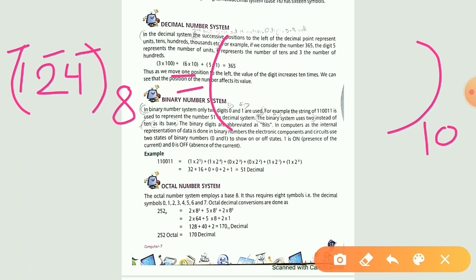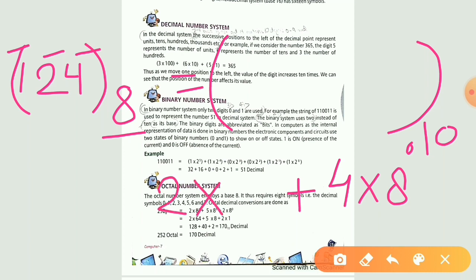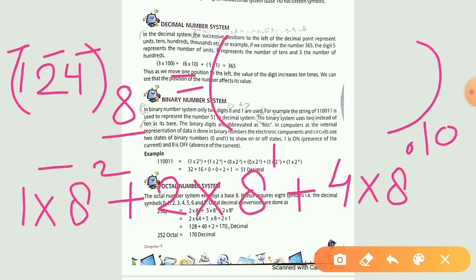So 4 is at the unit position, it has to be multiplied by 8 to the power 0. Why 8? Because 8 is the base. Now again plus, take the second number, that is 2. 2 is to be multiplied with what? 8 to the power 1. Now the third one, that is 1. 1 has to be multiplied with 8 to the power 2, and as you keep moving to the left hand side position, these powers will also increase. So we start with 0 and keep increasing until we have reached the very end of our number.